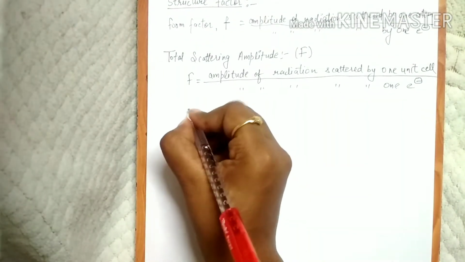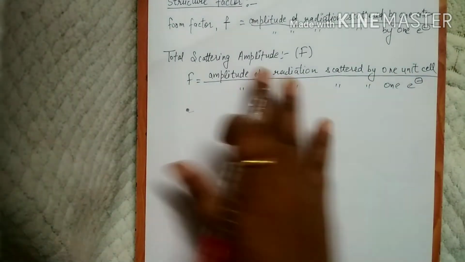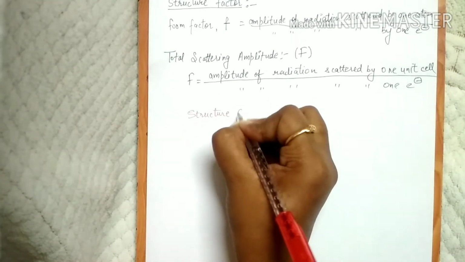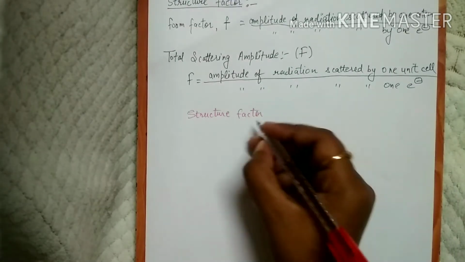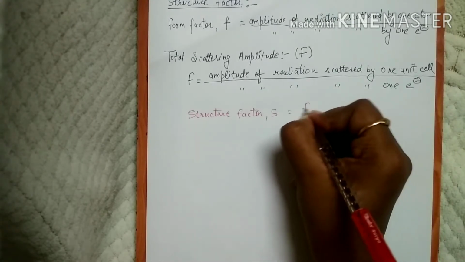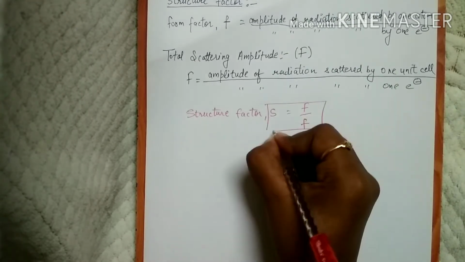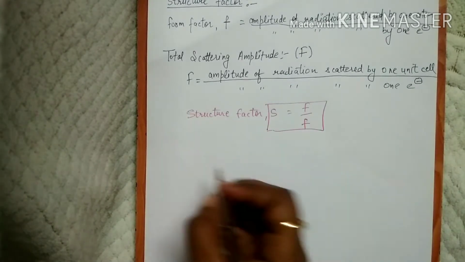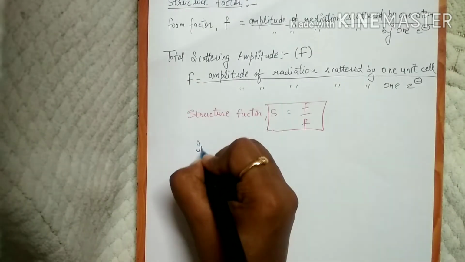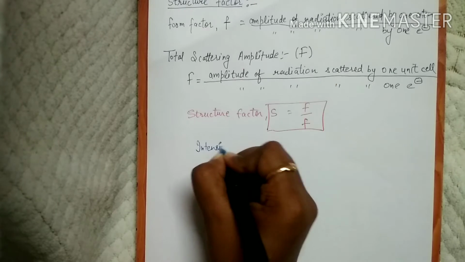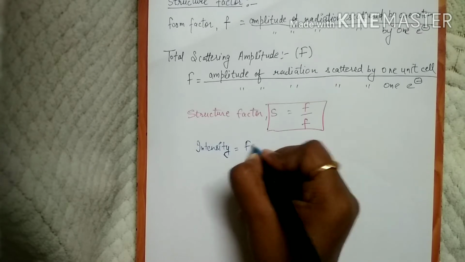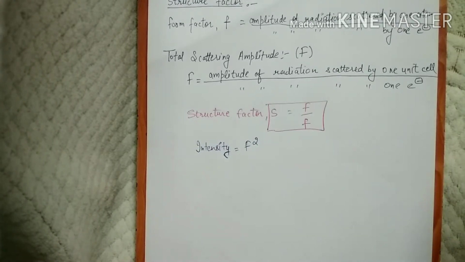Now the formula for structure factor is: structure factor is represented by capital S and the formula is capital F upon small f. Now there is also a formula for intensity, which is equal to F square, capital F square.